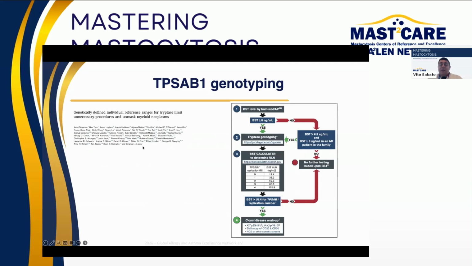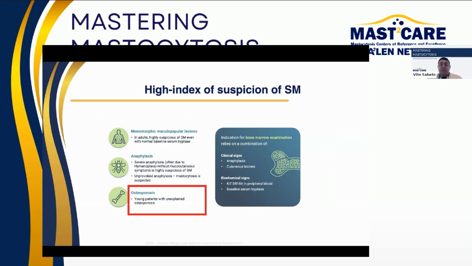And this is a calculator that has been developed in collaboration also with John Lyons at NIH. Or basically, and roughly, you might correct the value of tryptase by 10 for each increased copy number of the TPSAB1.